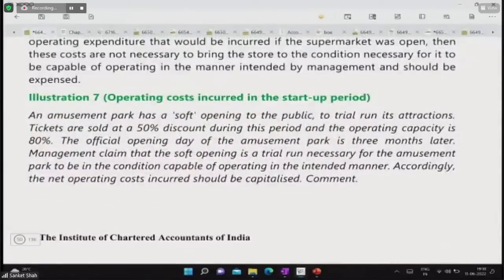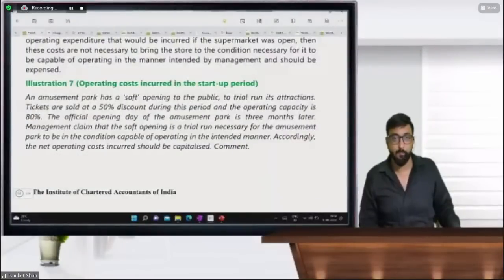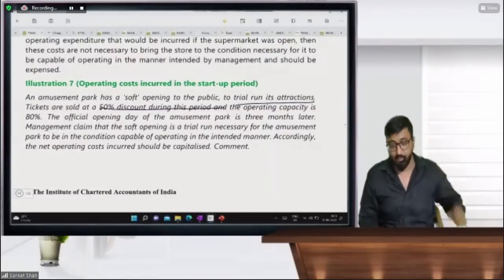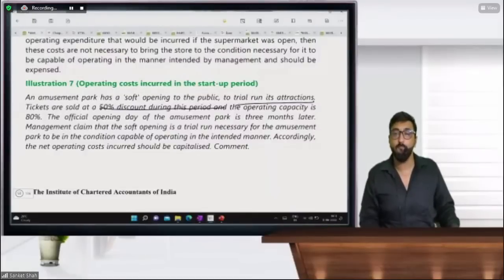Yes, very simple question. An amusement park has a soft opening to the public. So this amusement park, Imagica near Mumbai, beta. In trial run for its attractions, tickets are sold at 50% discount during the period and the operating capacity is 80%. So all sites, beta, all rides are not yet open. Soft opening is there, only 80% are open. And you are getting a discount of 50%. So there is a loss also.